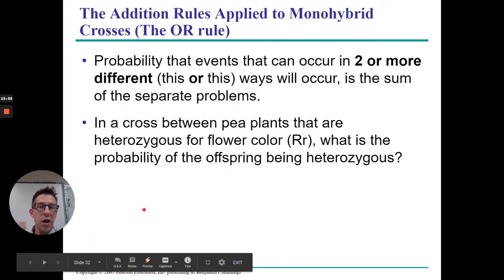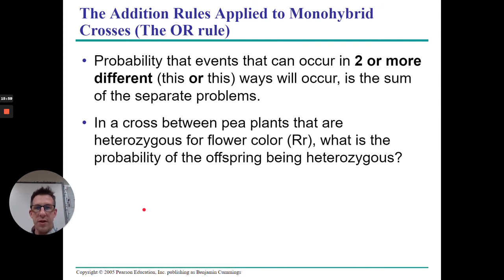Okay, so let's talk about the addition rule. The addition rule of probability states that events that can occur in 2 or more different ways will occur as the sum of the separate probabilities. Okay, that's kind of a mouthful, and it's odd to say that, right?